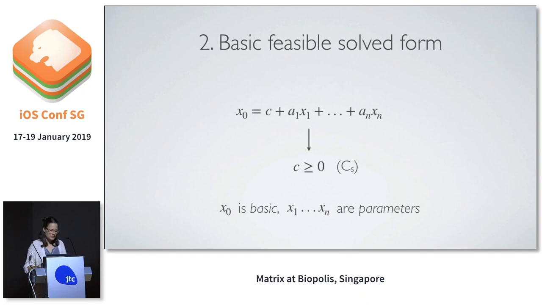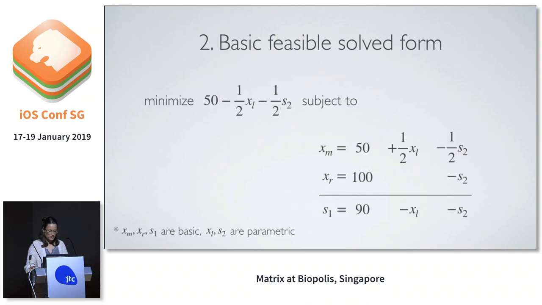What that means is that we have equations in a certain form. We have our equations with the variable on the left-hand side expressed with an expression on the right-hand side. It has a constant and then a bunch of other things. We'll call the variable on the left-hand side basic, and all the rest of the variables on the right-hand side parameters. And one thing is the rule that the variable on the left-hand side cannot show up in any other equations.